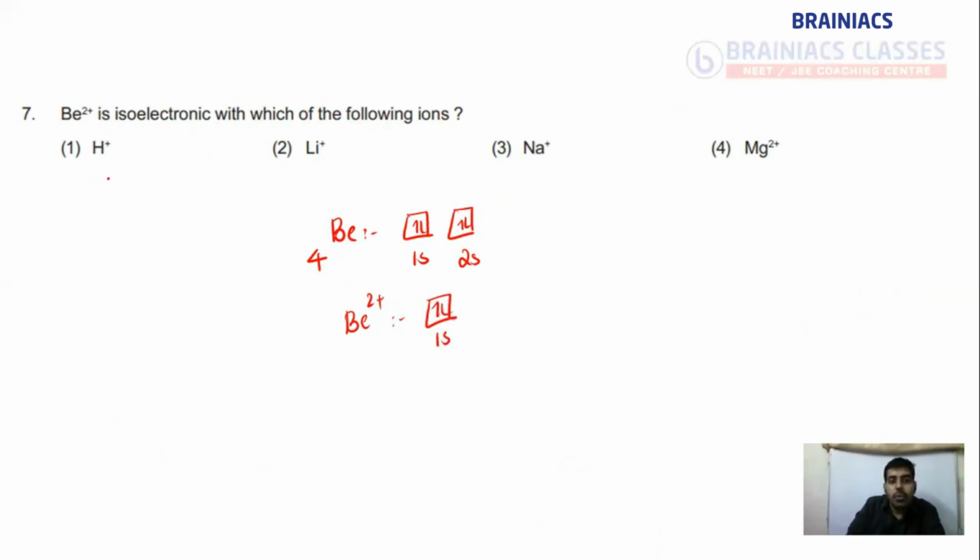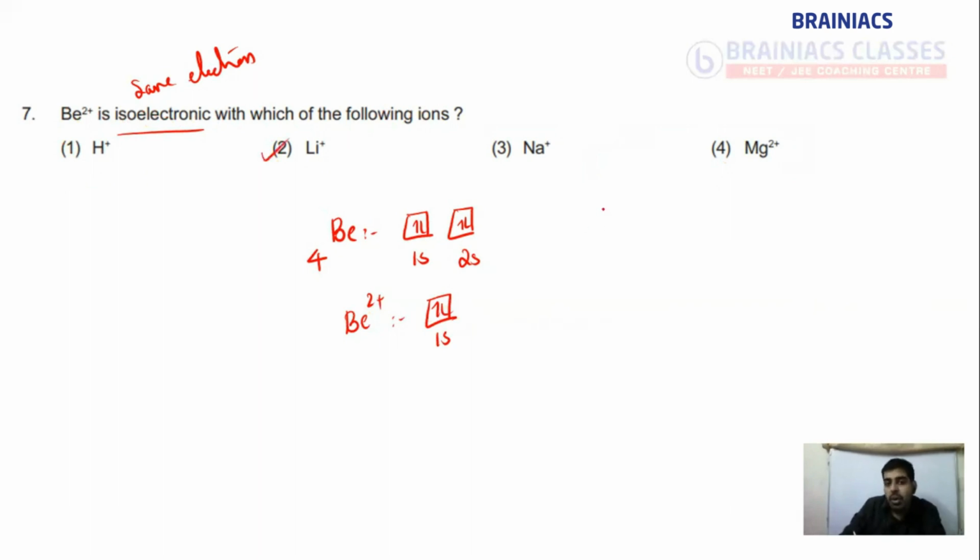Now, for which species? Isoelectronic means same number of electrons. So Be2 plus is isoelectronic with which of the following species? Same electrons. Now Be2 plus possesses 2 electrons, so we have to find the species which contains 2 electrons.